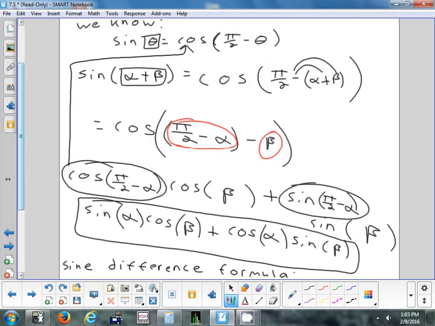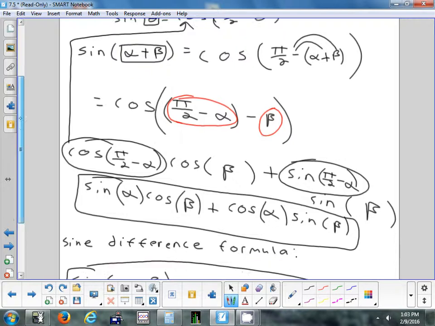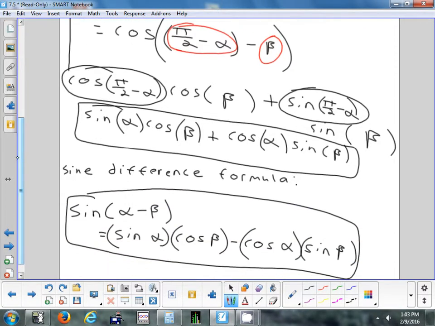So that's your sine sum formula. Any guess what the sine difference formula is going to be? It's just going to be the same thing with a minus. So it's always sine of the first, cosine of the second, cosine of the first, sine of the second. With the sine difference, you use a difference. With the sine sum, you use a sum. Okay, so now you have all four.